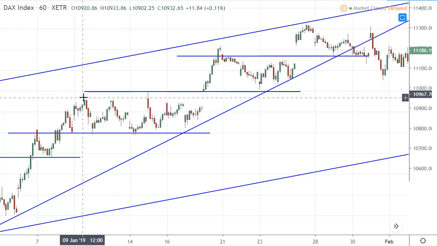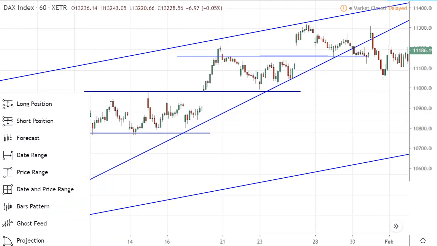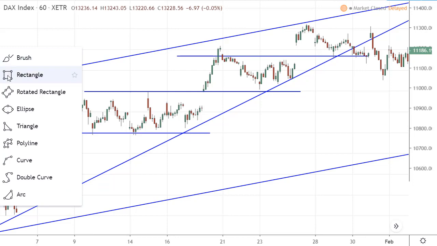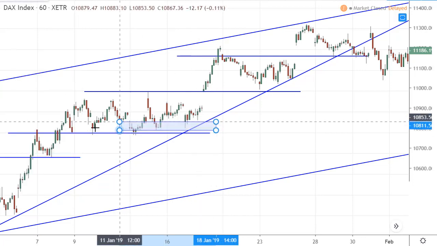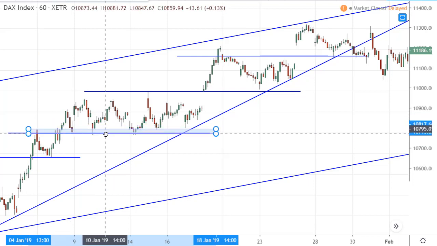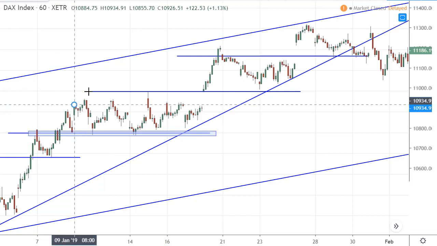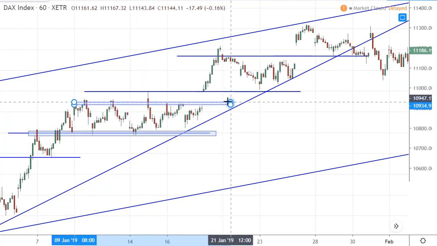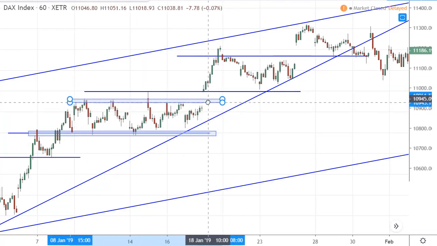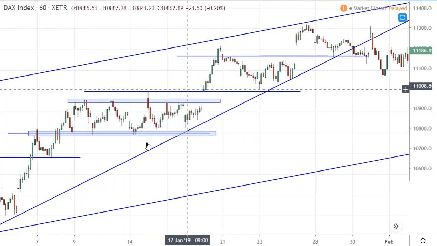So every pullback that occurs, like this one, I always draw it like this. I put in these small levels over here where price is coming into, and that is the level to be taking those trades. Here, same thing. Okay, so this is actually what I'm looking for.